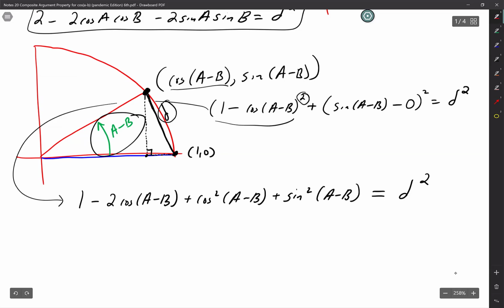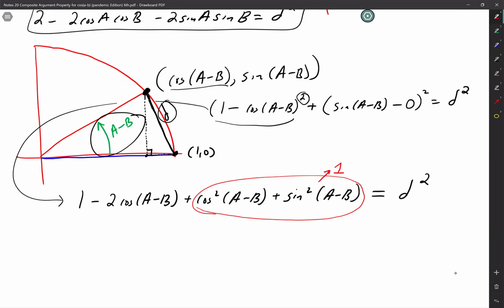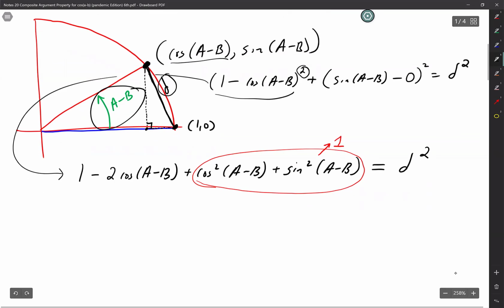Again, don't worry, I'm trying to go slow, guys, so you catch up. Again, I want you guys to recognize that's 1. So now that we see that we have another 1, 1 plus 1 is 2. So here's what I can rewrite. 2 minus 2 cosine of A minus B equals d squared. So catch up to there.